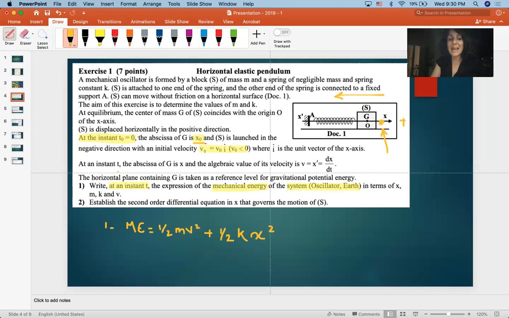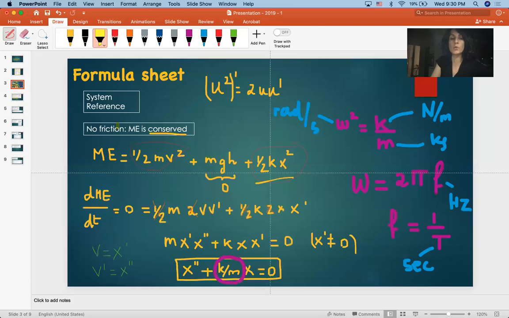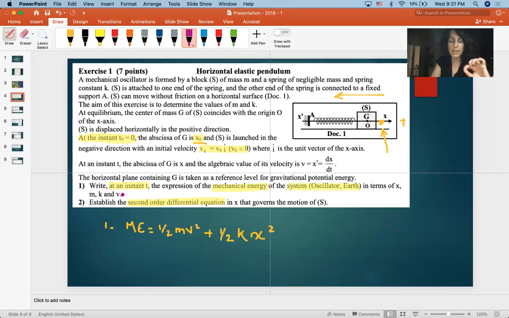Now they want you to establish, and let me pick a highlighter, the second order differential equation. This is the differential equation we just did. In other words, you're supposed to start by stating no friction, ME conserved. You already wrote the mechanical energy, you take the derivative, and this is exactly what they want. They want you to establish this. By definition, establish means you're supposed to prove it, to derive it. So you're going to write all this until you reach the differential equation.